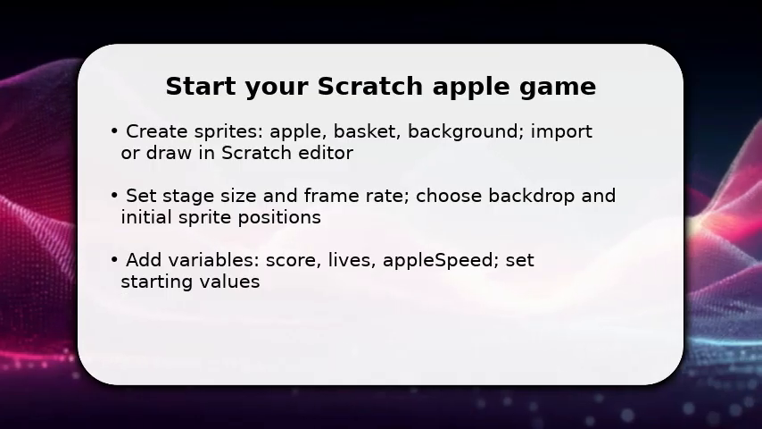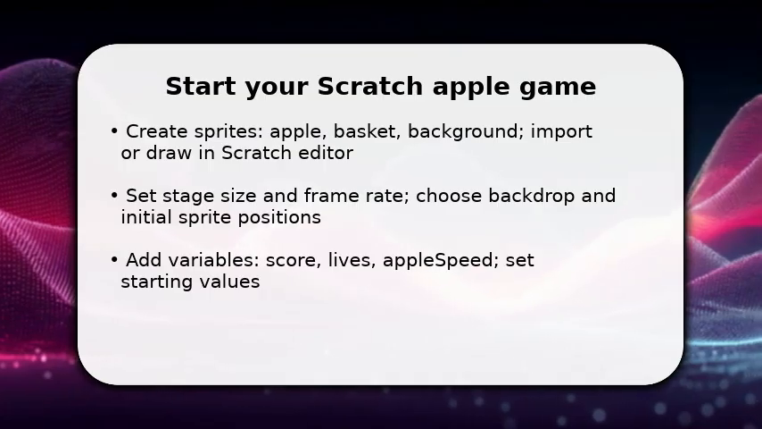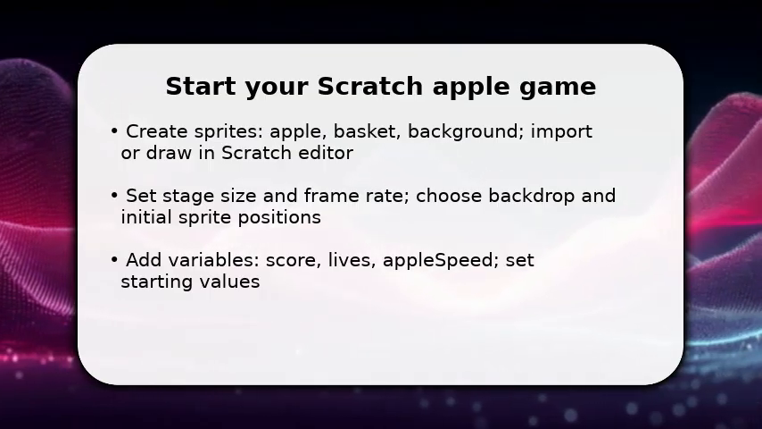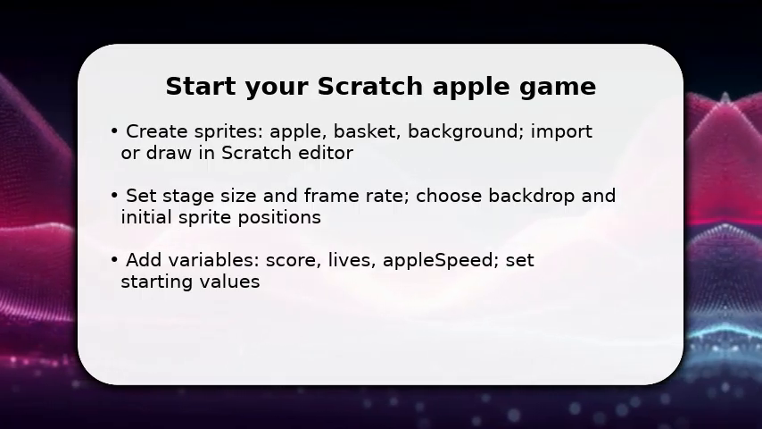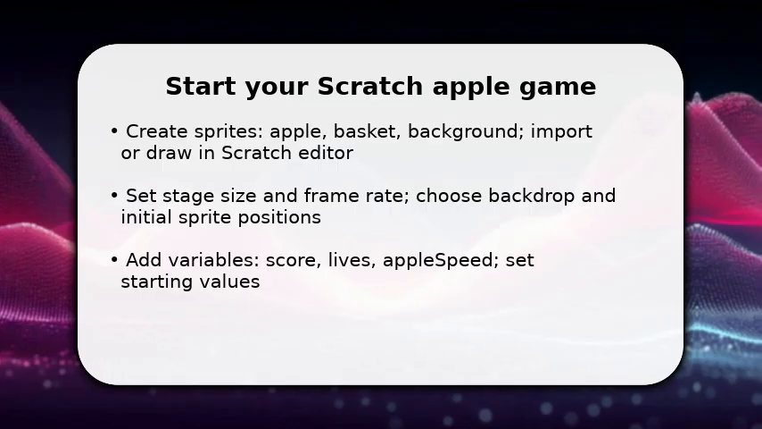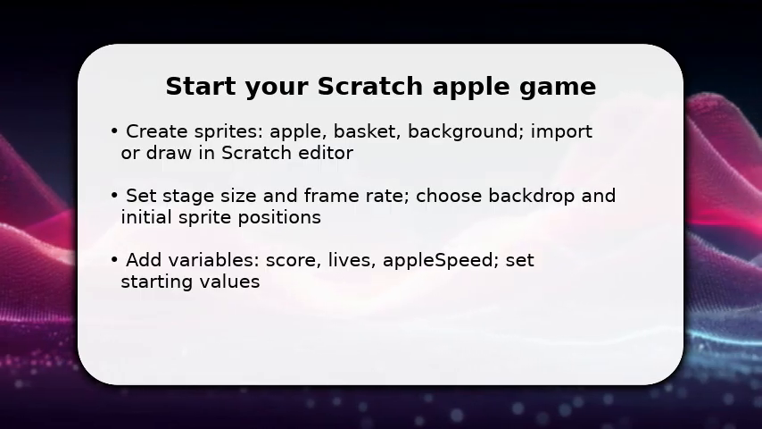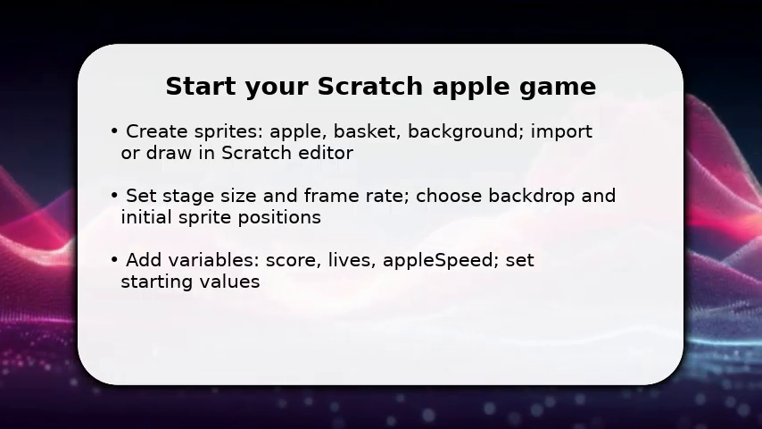You will begin by preparing only what's necessary so the game runs. Make an apple sprite, a basket sprite, and a backdrop. Place the basket at bottom center and the apple at top with randomized X. Create variables score, lives, and apple speed and set score to 0 and lives to 3.